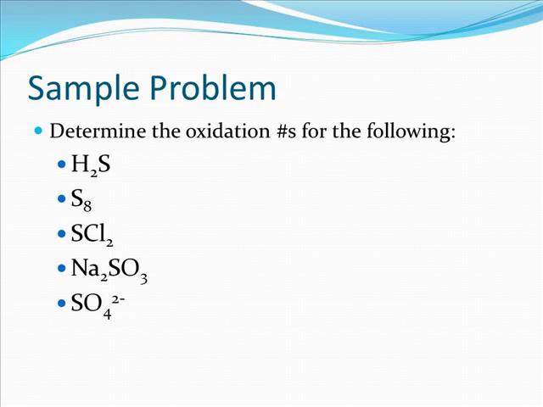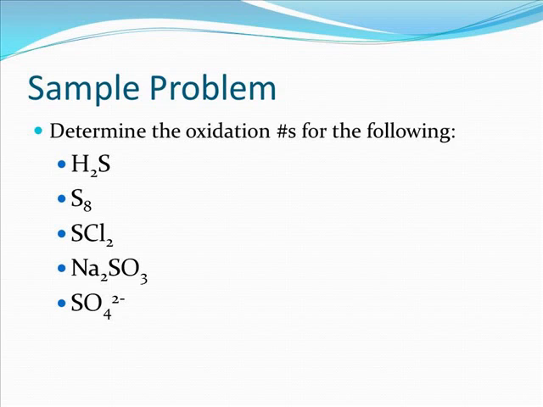Okay, the rule for hydrogen is it's +1 with nonmetals, -1 with metals. Here hydrogen is with a nonmetal, sulfur, so it's going to be a +1. We have 2 hydrogens, 2 +1s, so that's a +2 on the plus side. This has to add up to 0 overall, so sulfur would have to be a -2 to cancel that out to make it up to 0. 2 +1s and a -2 add up to 0. So the oxidation number for sulfur is -2 in this case.